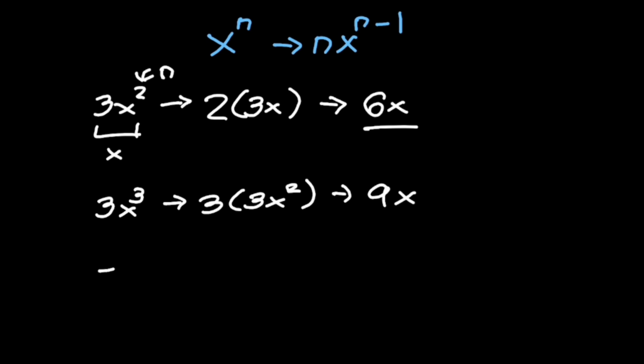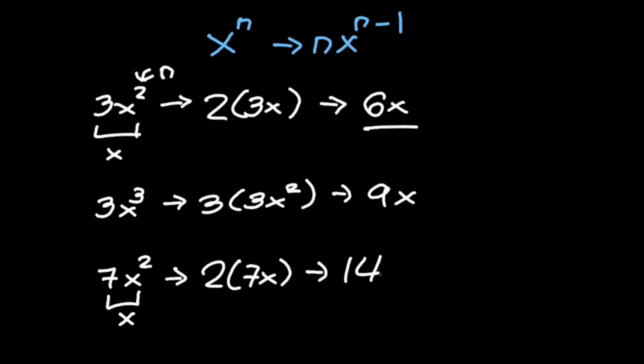Let's try more. 7x squared. As usual, let 7x be the x according to the formula. So you will get 2 multiplied by 7x, and 2 minus 1 will be 1. So no need to put it. Multiplying these two together, you will get 14x.